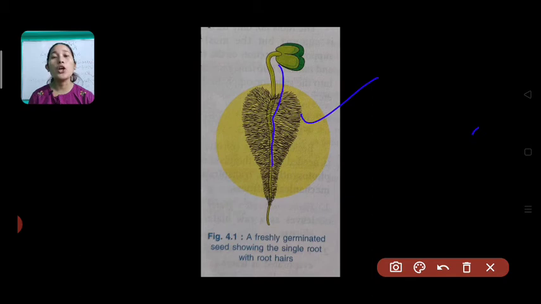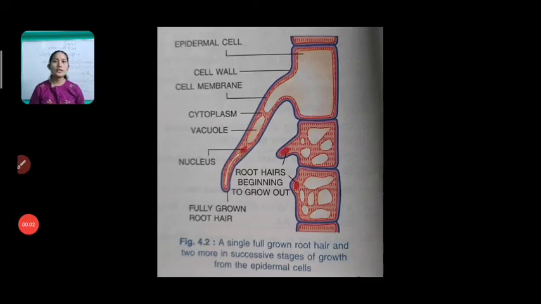Okay, now number three, root hairs have a thin wall. So your root hairs are extensions of the epidermal layer of a plant. Like all plant cells, this epidermal cell has two protective layers. The outer one is your cell wall and the inner one is your cell membrane.